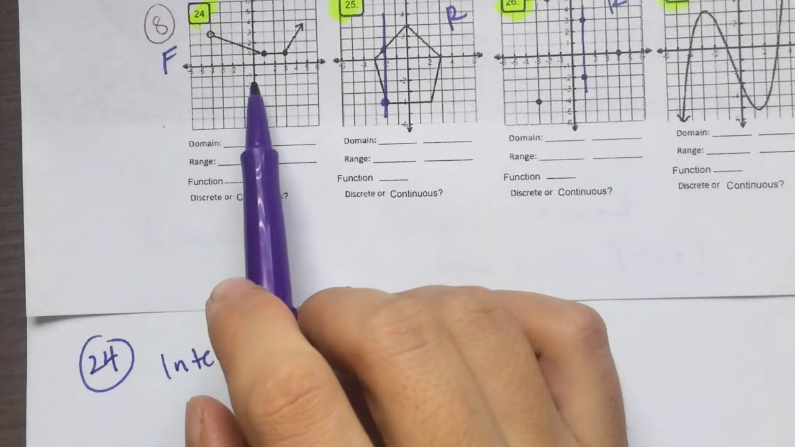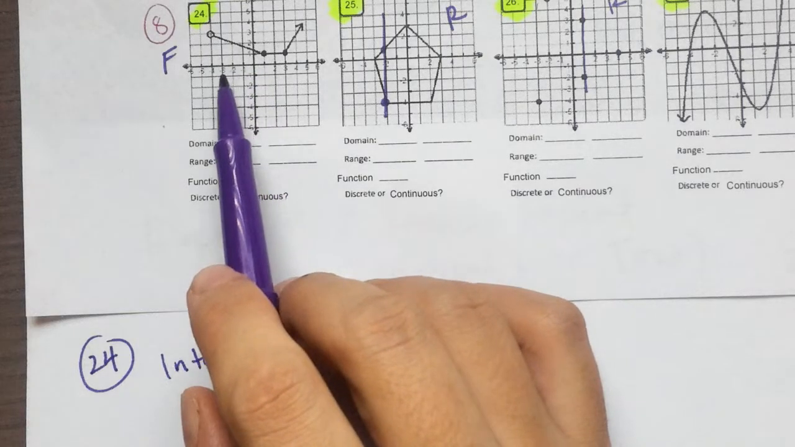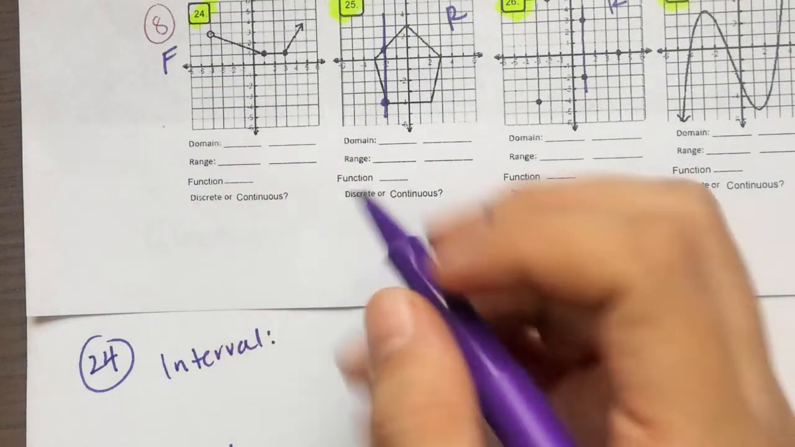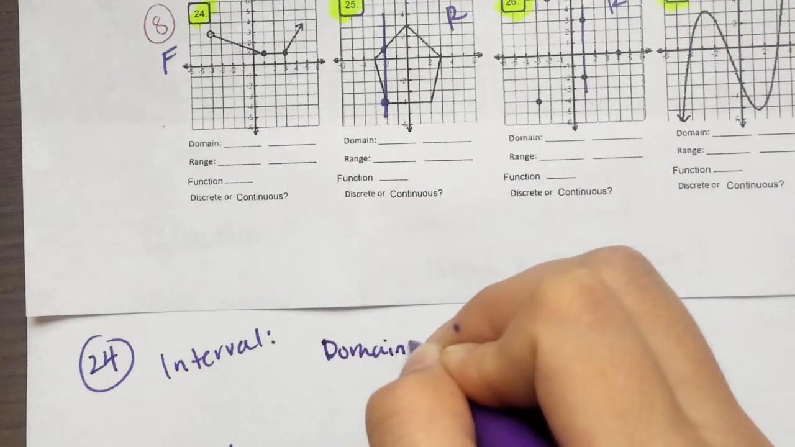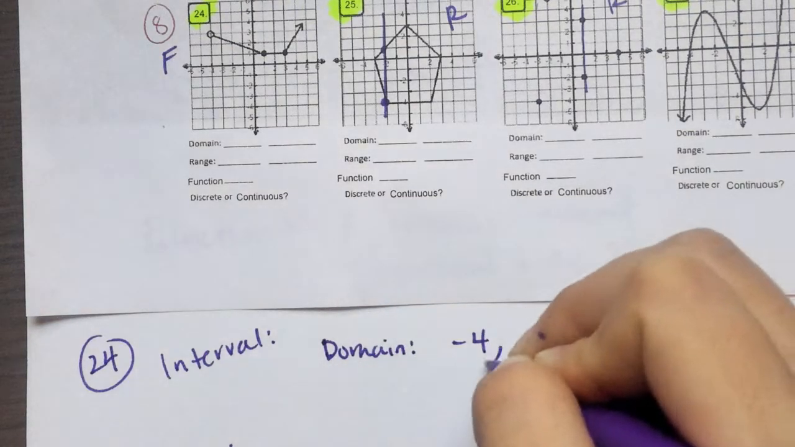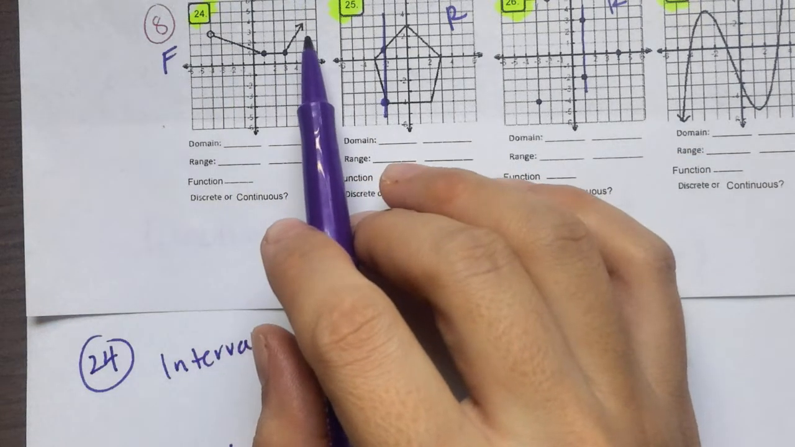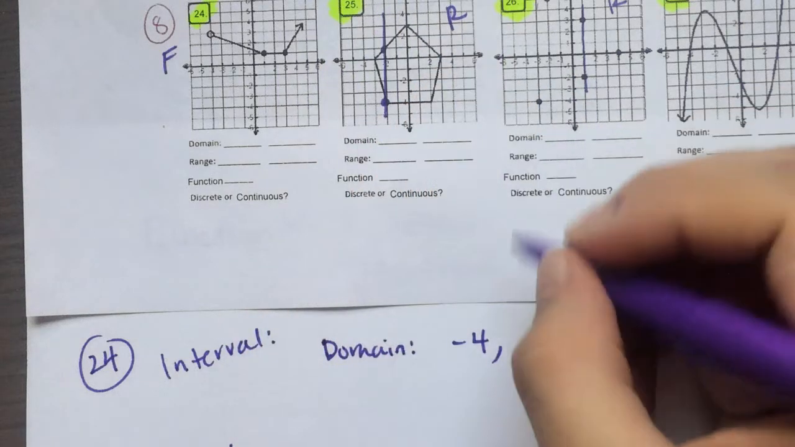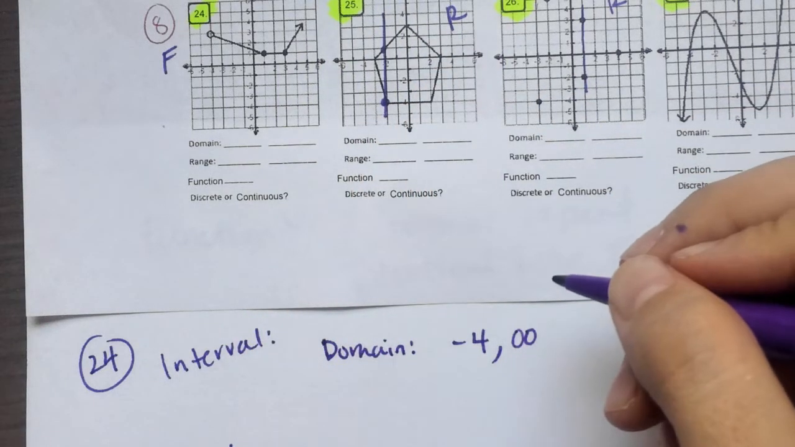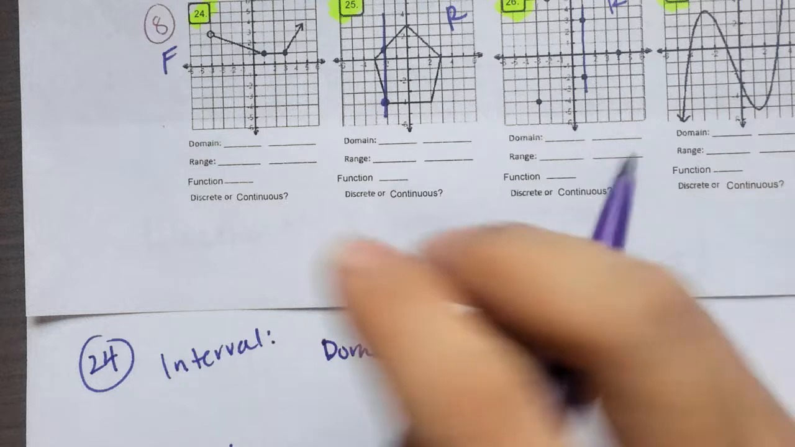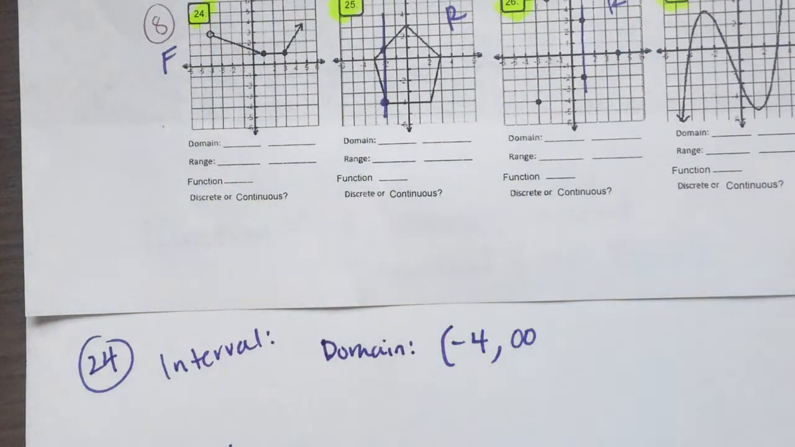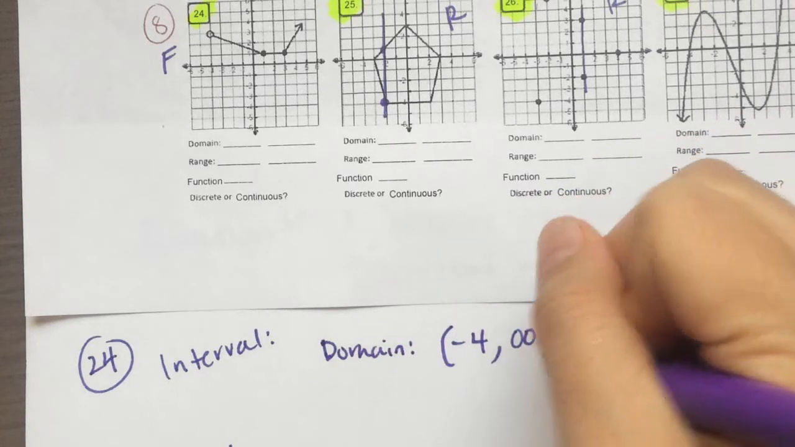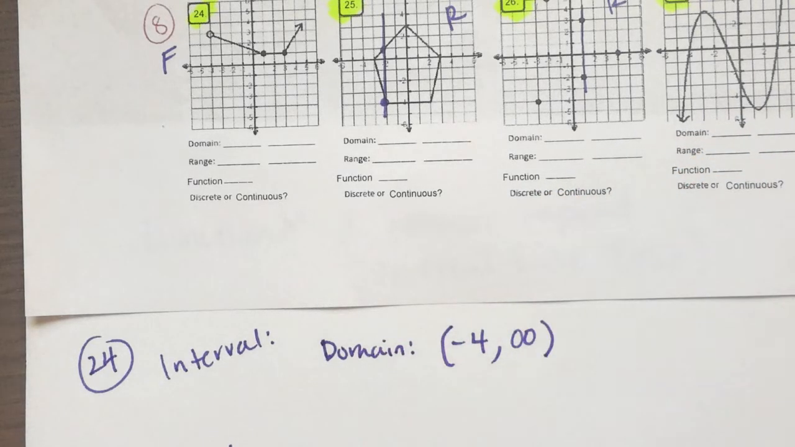So interval notation is how far to the left of this graph goes. So 1, 2, 3, -4. This is a domain. So it goes from -4. All the way, you see that arrow right there? That means it's going to keep going all the way to infinity. So when you're talking about domain, guys, it's always left to right. That -4 has an open circle, so I'm going to put a parenthesis, and infinity always has a parenthesis because you can never actually get to infinity.